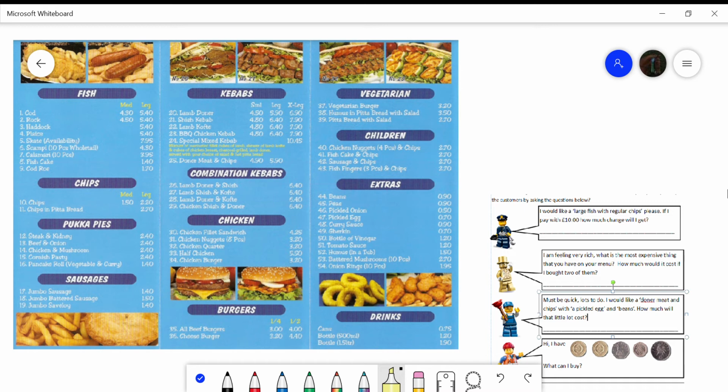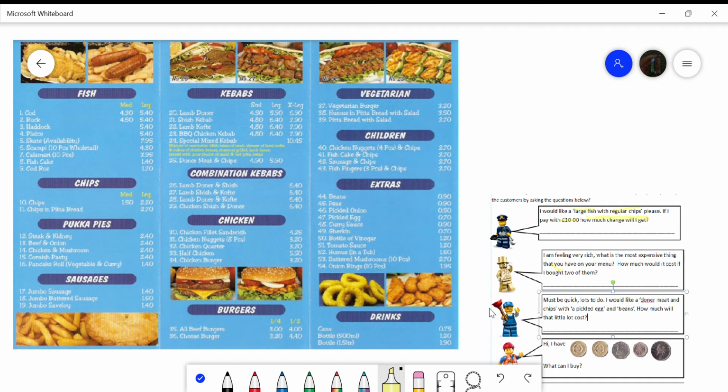So you can see here that I've got a menu and they sell fish, chips, pies, kebabs, okay, lots and lots of extras, burgers, and we're going to see if we can answer some problems using this menu and our knowledge of money and working out. Okay, so first things first, problems are here in the corner. I would like a large fish with regular chips, says our first customer. If I pay with a £10 note, how much change will I get?